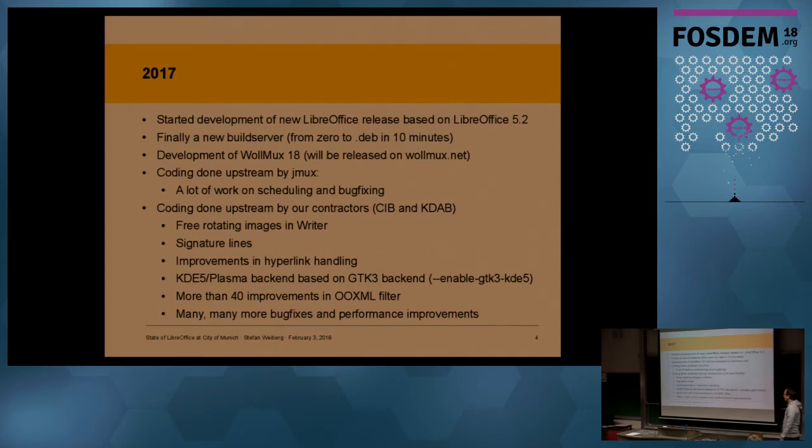And we also sponsored a lot of work at CIB and KDAB, mostly CIB, free rotating images and also the border frames you talked about. Signature lines, Samuel talked about today, and improvements in hyperlinks handling, KDE5 Plasma backend, which is based on GDK3, a lot of work by KDAB in cooperation with CIB, and more than 40 improvements in OOXML, and also many, many more bug fixes and performance improvements.